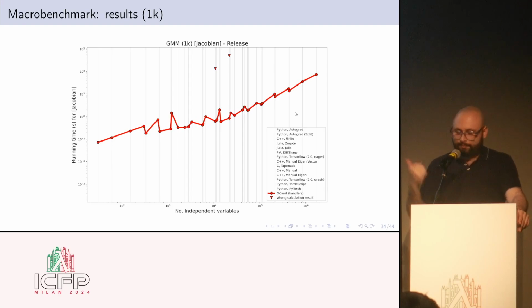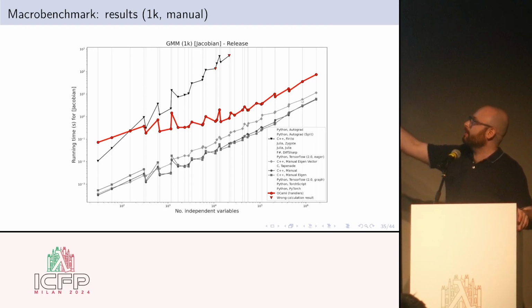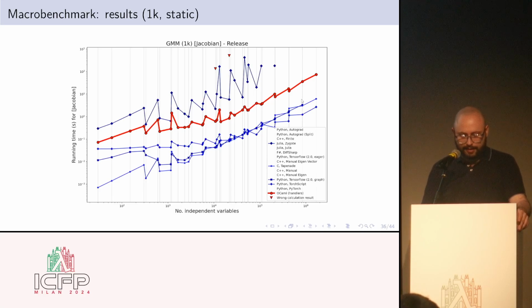So ignore those red triangles for now at the top. Here's the OCaml stuff with handlers. And n is 1k at the moment, and the variables k times d are at the bottom. And also note this is a log-log graph as well. So let's compare it to the manual implementations. So we see here, okay, all the manual implementations in C++ are quite fast. And the finite differences is the one that's really bad up top. And that just shows that if you want to calculate a derivative, don't use finite differences. It's really bad. Okay, so let's look at the static implementations.